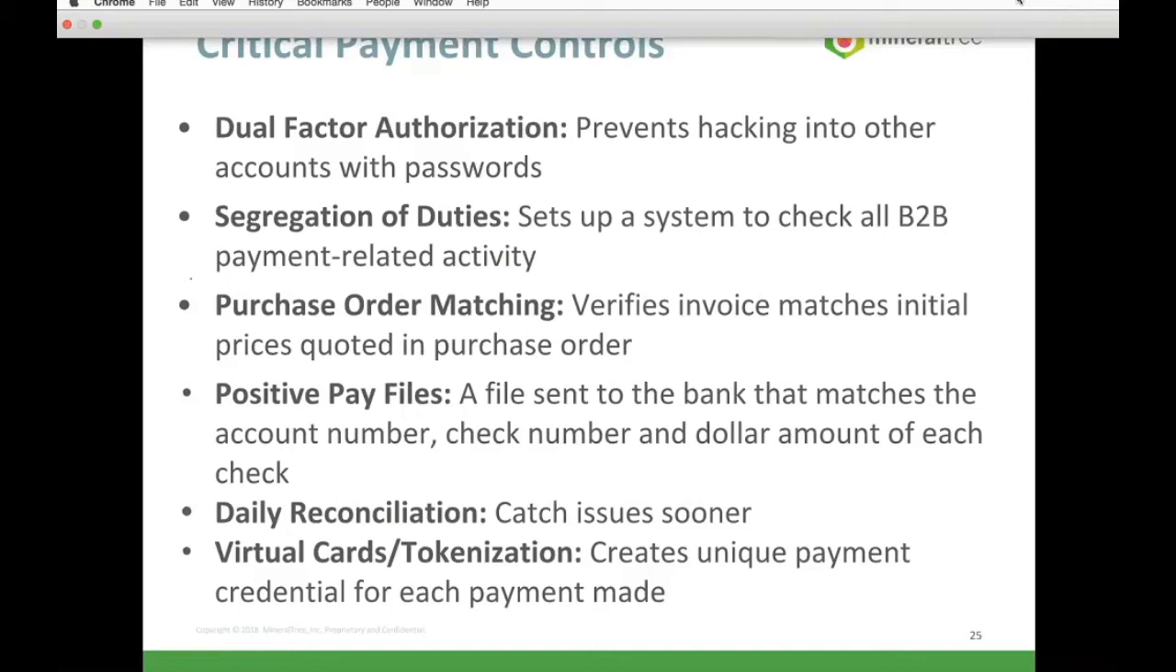The second part, which is really important, within the full accounts payable process is segregation of duties. You're setting up your systems to check all the B2B payment-related activity. What that means is, and Sarah will explain how this plays out, the person who's setting up all the payments, managing the approvals, the coding, and saying how we're going to pay them and when we're going to pay them, is different than the person who has the authority to then release the funds out of the bank account. Creating that segregation of duties is really important because it reduces the risk of payments going out that are not supposed to be going out.